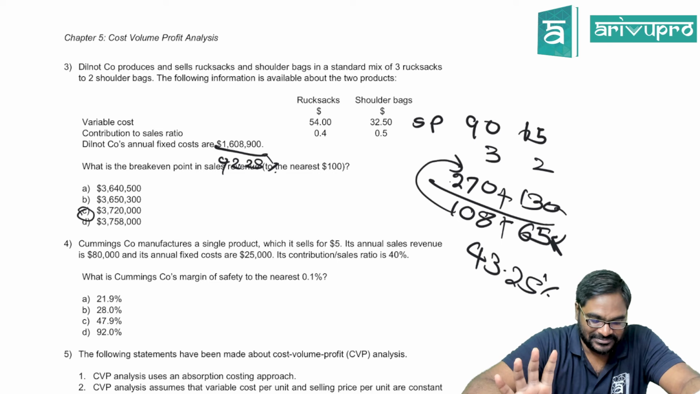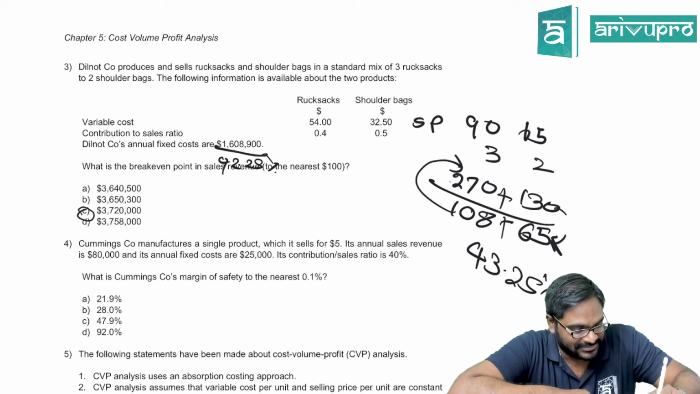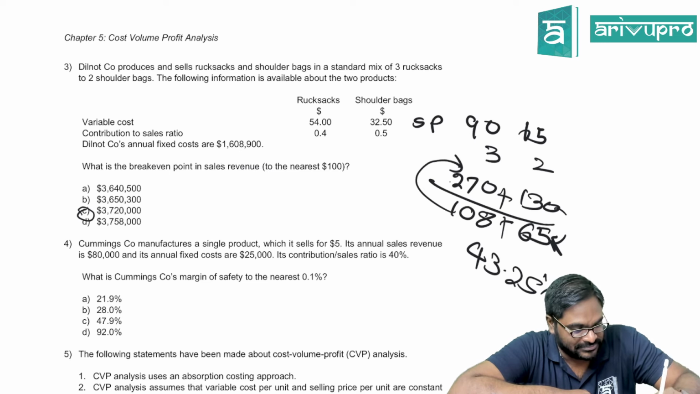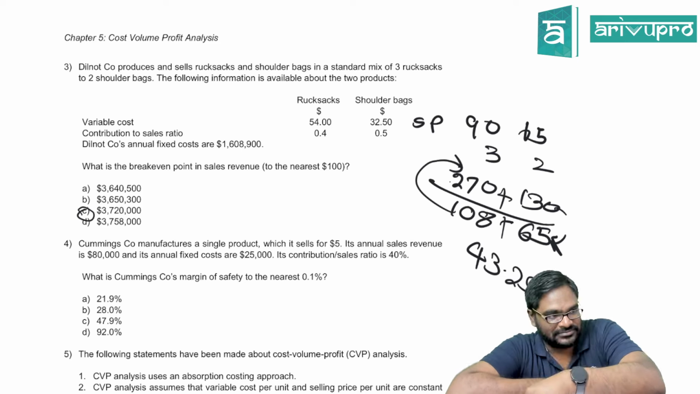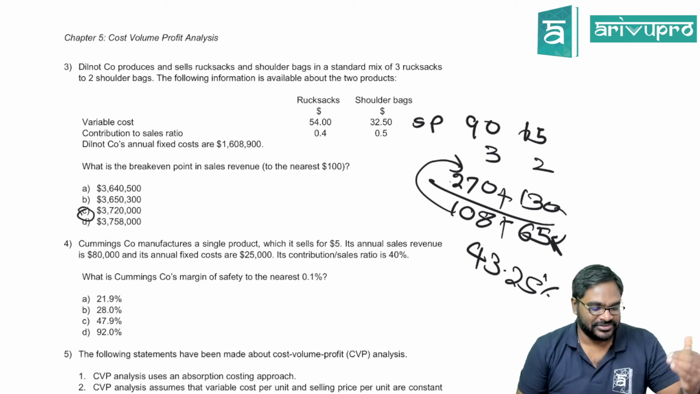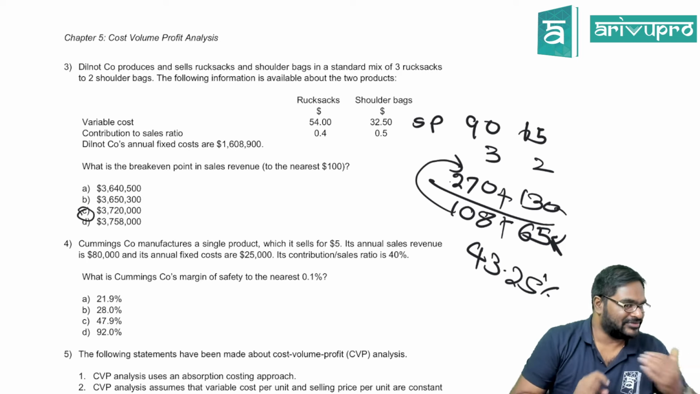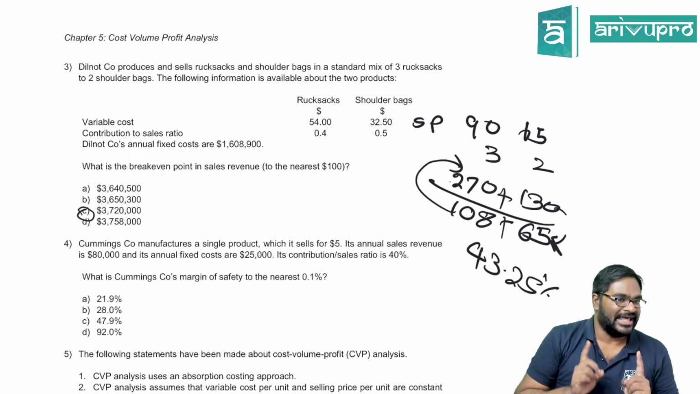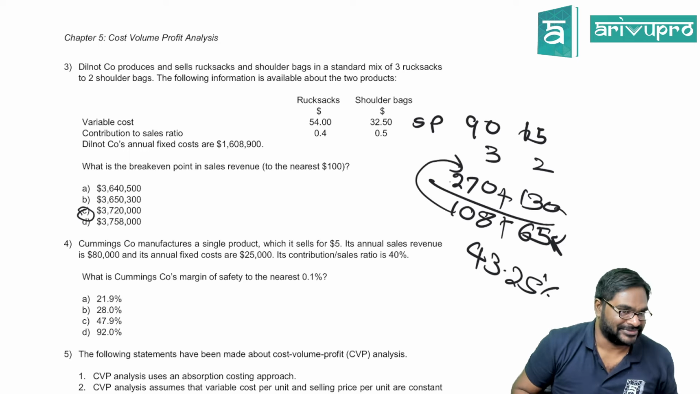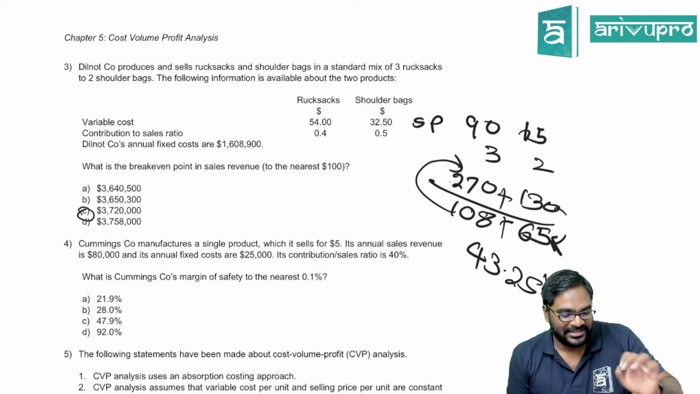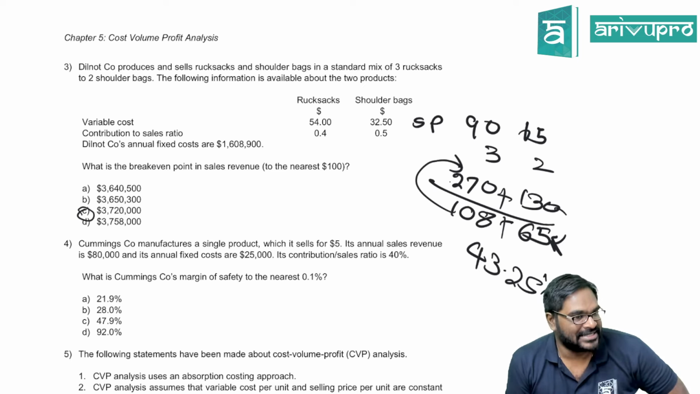Three rucksacks and 3, so 3 into 90 and 65 into 2. Yeah. So right, let's come back from the beginning. So we don't know the sales price, right? We don't know the contribution as well. We only know the variable cost and product wise CS ratio. That's all we know. So if you take rucksacks as an example.